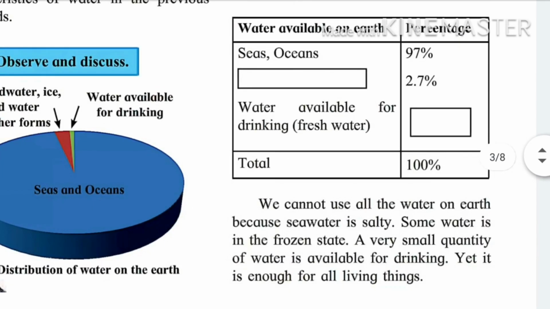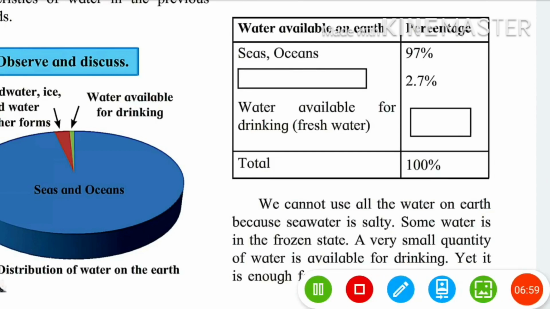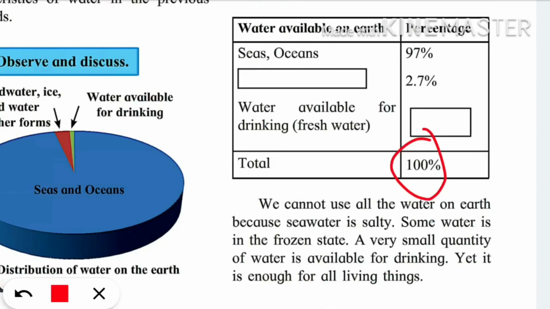Now we have just seen about water and land. Means the whole 100% of water is not useful for us. We have seen all the calculations here. Now we are moving to our next part, that is land.